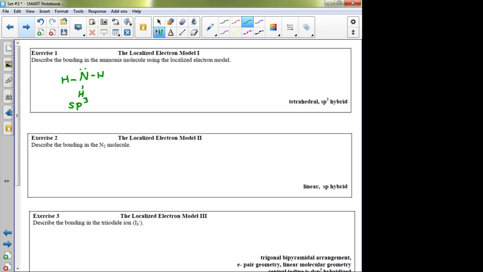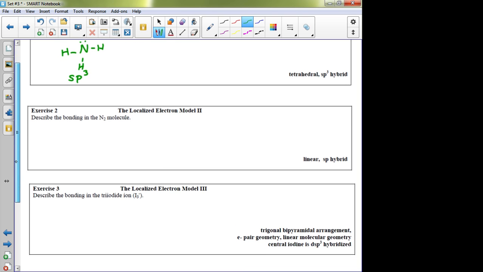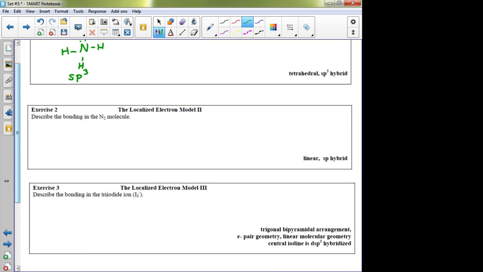If I did ask you the molecular shape of this, what would you tell me? Trigonal pyramidal, right? Now, if I asked you the electron geometry, what would you tell me? Tetrahedral, because there's 4 areas.